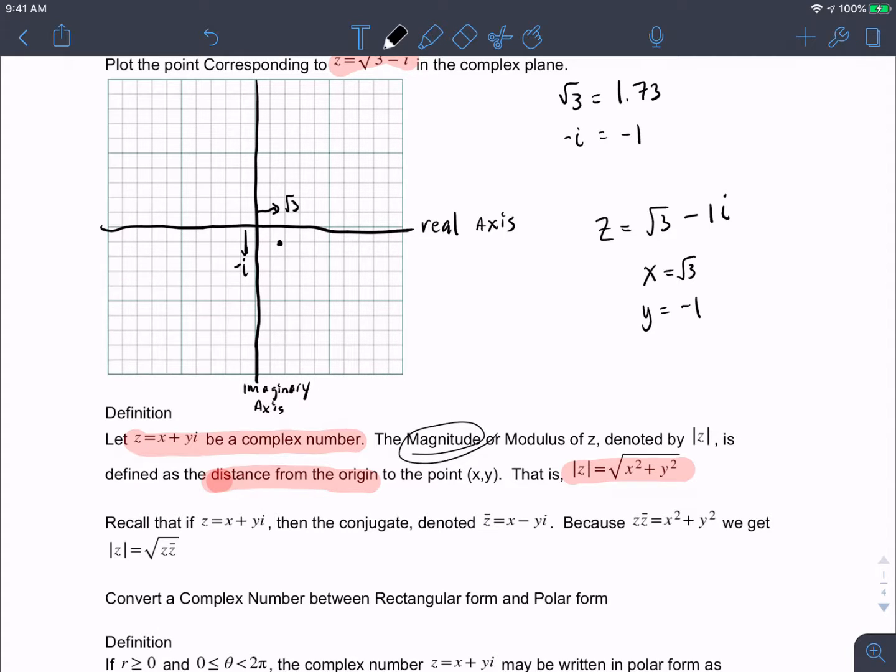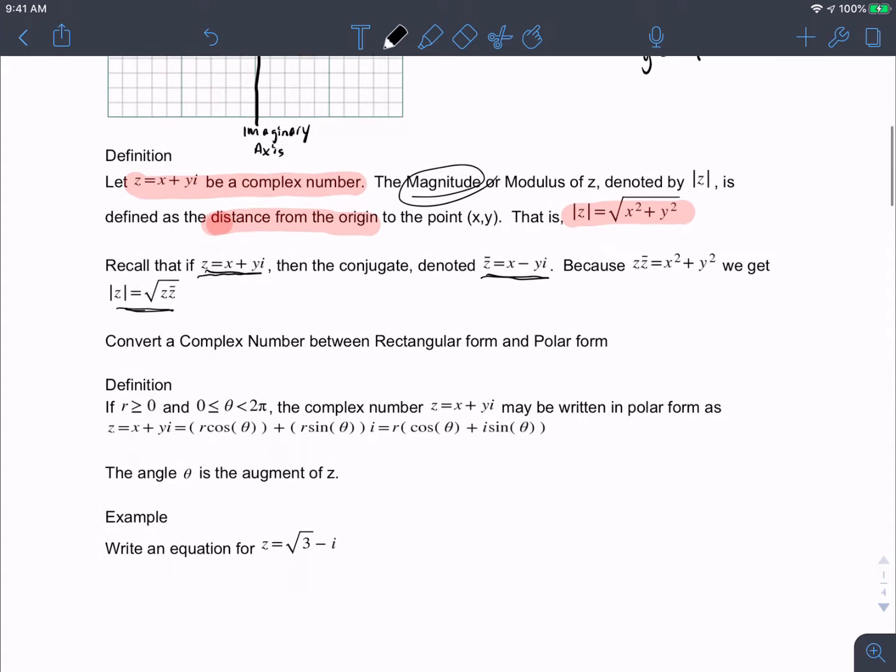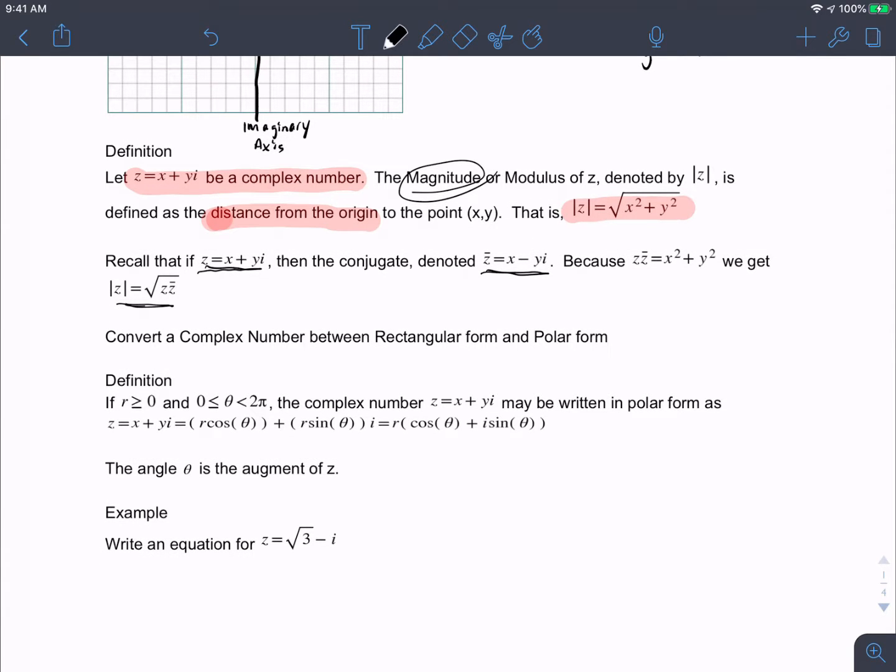Now z is in this form. The conjugate of z is instead of being a plus between the x and y, it's going to be a minus. And so when we find the magnitude, another way to find the magnitude is this way. It would be our z times the conjugate of z. That's going to yield our magnitude. Now let me show you an example of this so you guys can see it. It's really not too bad.